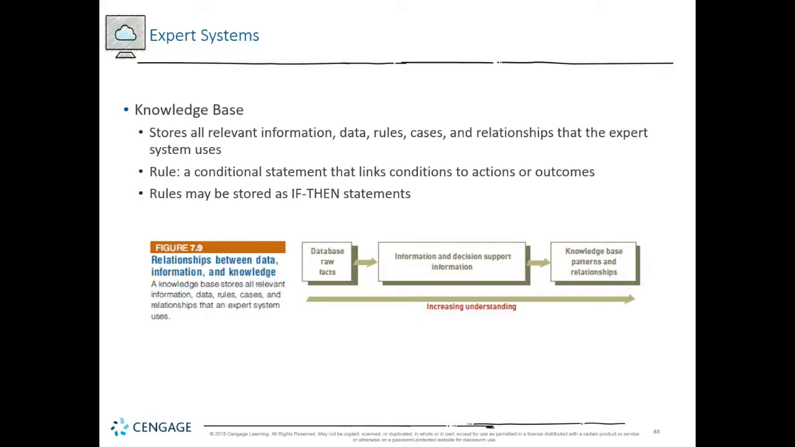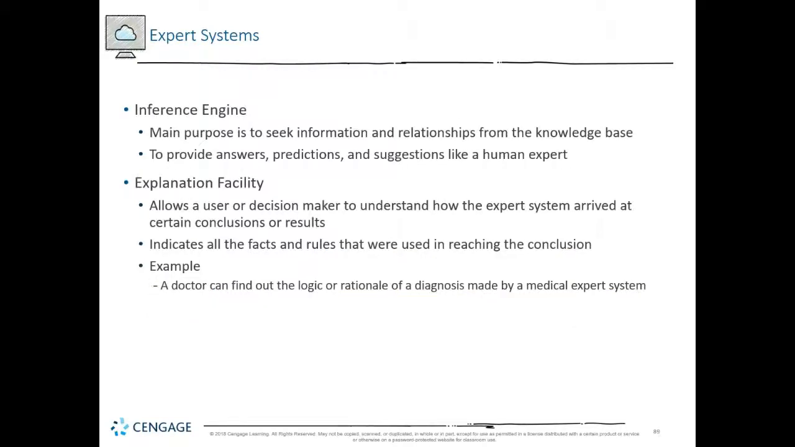Expert systems. The inference engine's main purpose is to seek information and relationships from the knowledge base to provide answers, predictions, and suggestions like a human expert. The explanation facility allows a user or decision maker to understand how the expert system arrives at certain conclusions or results. It indicates all facts and rules that were used in reaching the conclusion. For example, a doctor can find the logic or rationale of a diagnosis made by the medical system.